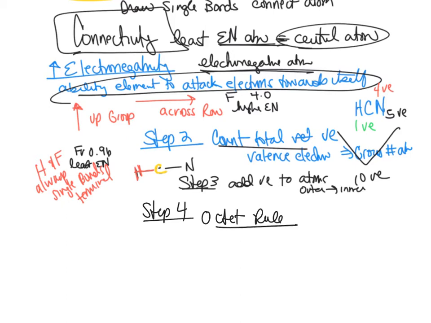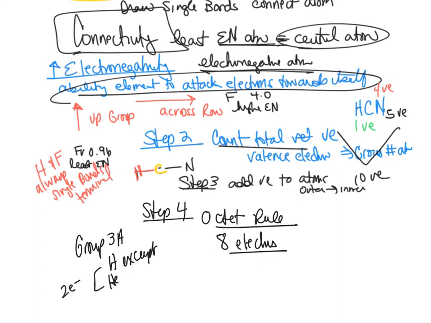And the octet rule means, you think of an octagon, right? So it should have 8 electrons. Now we do have expanded octet, but for the most part, most things are going to follow the octet rule. There are exceptions, and we'll have to talk about those. You'll see group 3A is an exception, hydrogen is an exception, and helium is an exception, because they only get 2 electrons in their bonding. 3A they can have 8, but they typically have 6 electrons in their bonding.